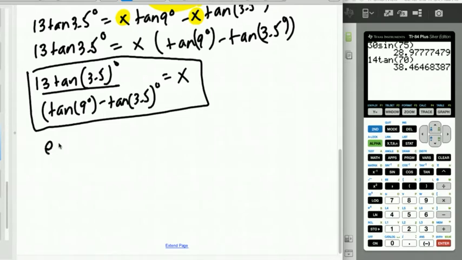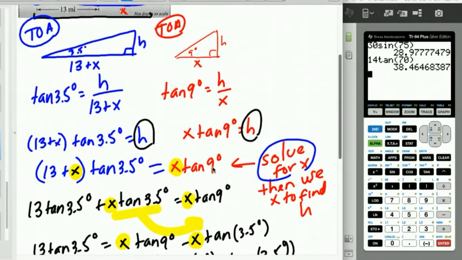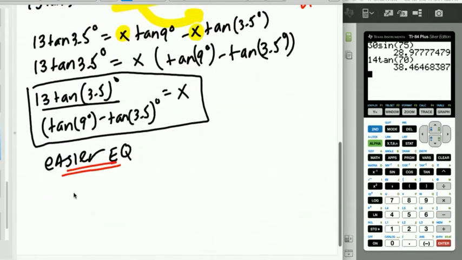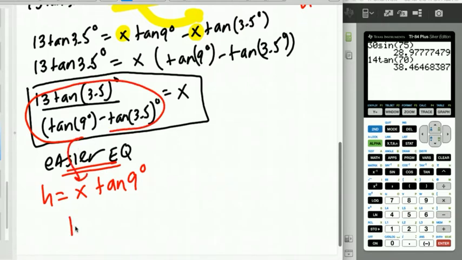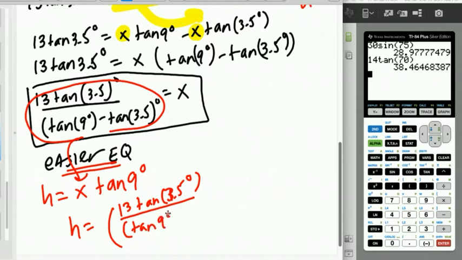Once I know that, the easier equation for h was the red one. So the easier equation for h, if you go back up here, was this one. H is just x tangent 9. So I can basically plug in this entire thing for x, and I can type in that h is this whole thing, 13 tangent of 3.5 degrees divided by tangent of 9 degrees minus tangent of 3.5 degrees, all times the tangent of 9 degrees, and I can get a value for h. Now, you don't have to stop in the middle and get x. You could get a value.